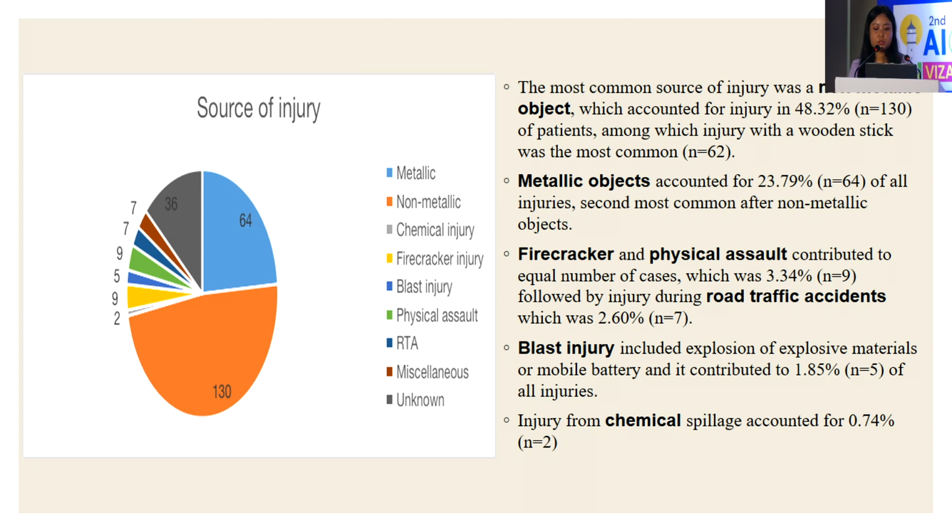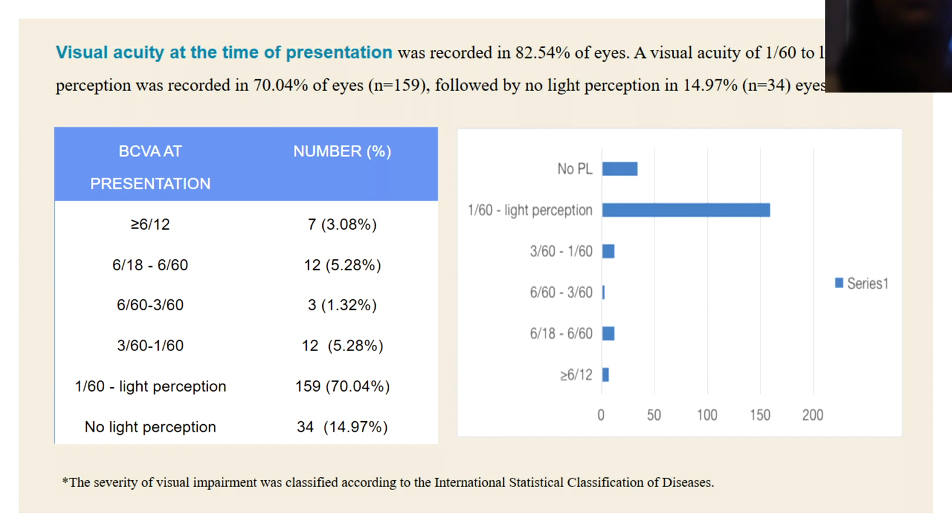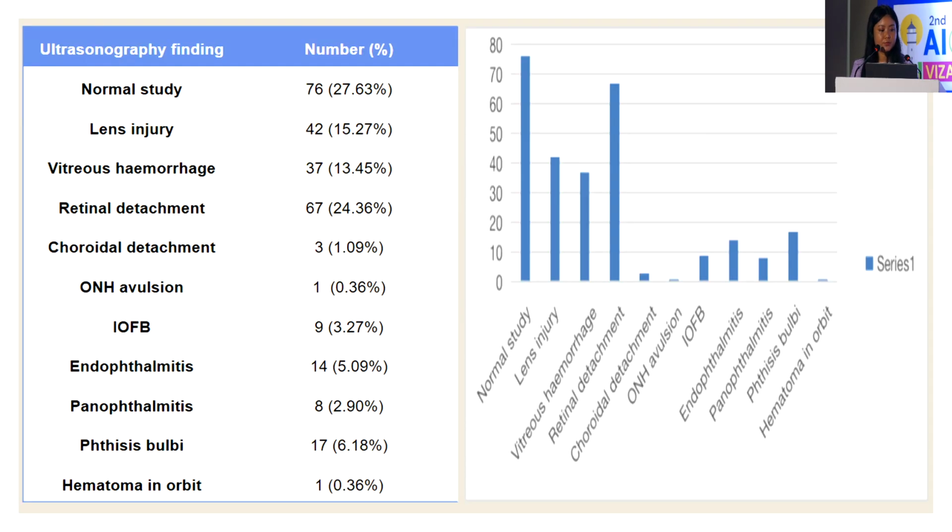The most common source of injury was a non-metallic object, which accounted for injury in 48.32%. Metallic objects accounted for 23.79%. Other causes were firecracker and physical assault, RTA, blast injury, and chemical spillage. Visual acuity at the time of presentation was recorded in 82.54% of eyes. A visual acuity of counting fingers at 1 meter to light perception was recorded in most cases, that is 70.04%.